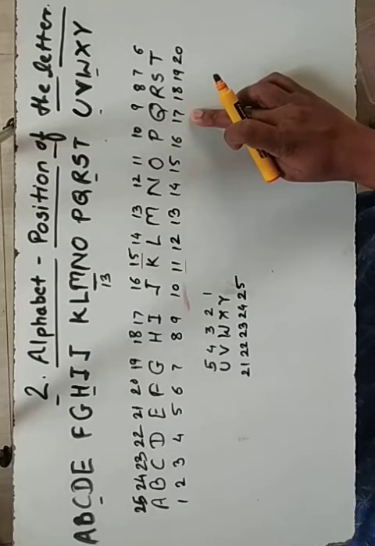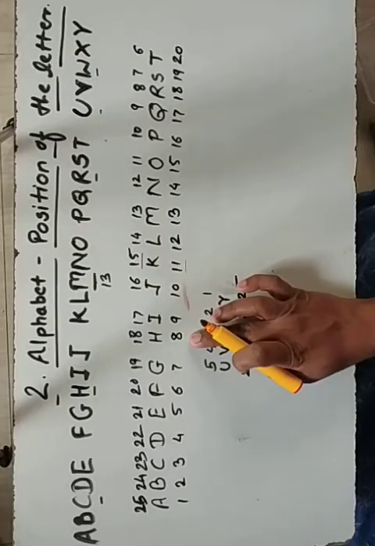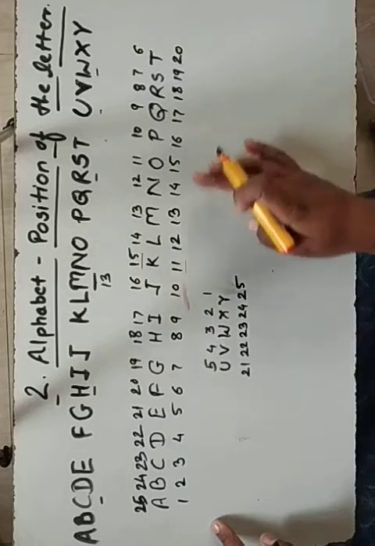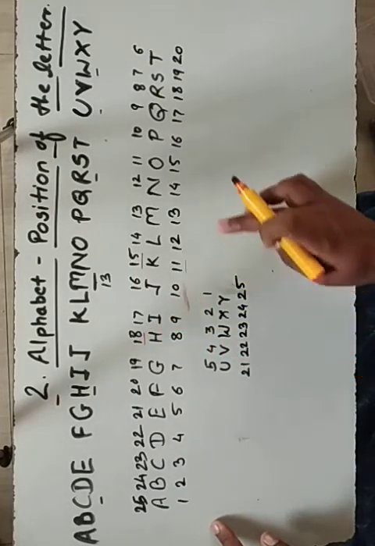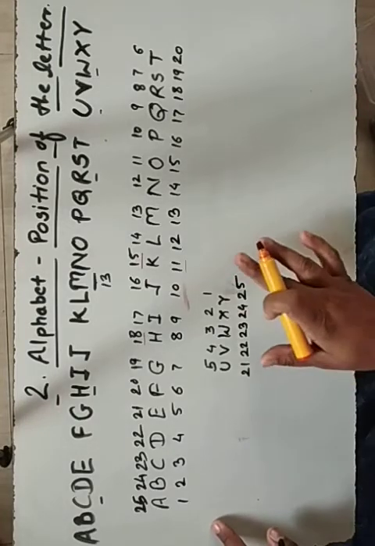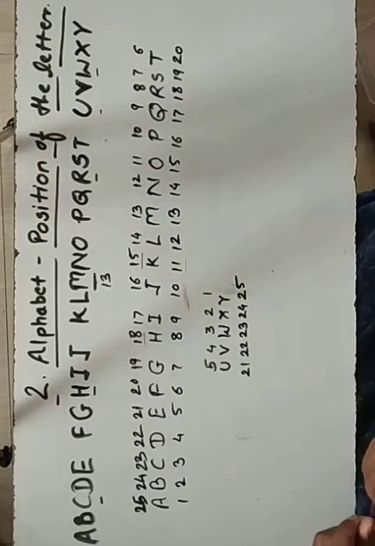Okay, so that is Q's position. In this way, every letter's positions are there. Suppose I am taking H. From left side it is at 8th position, and from right side it is at which position? 18th position. This also you have to take into account, because there is a space problem, that's why I wrote it downside. So you have to keep these things in your mind whenever you are solving the examples.